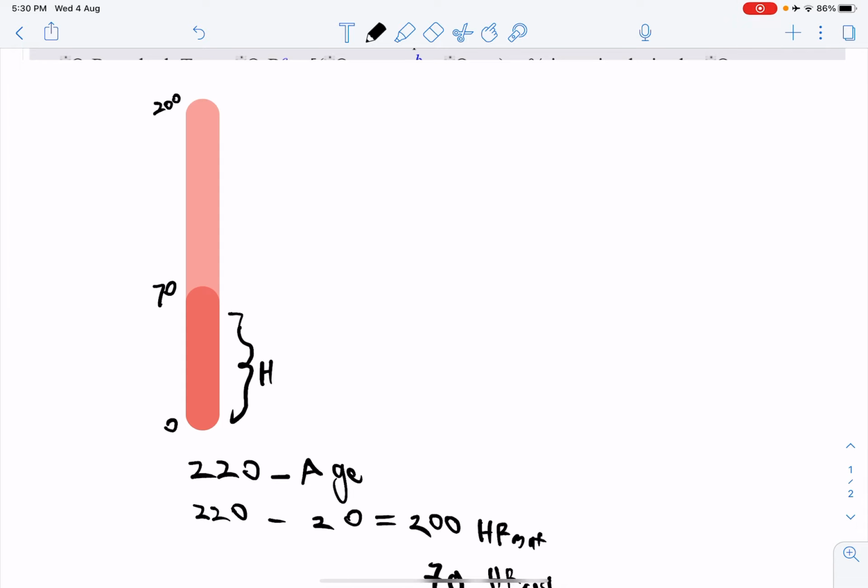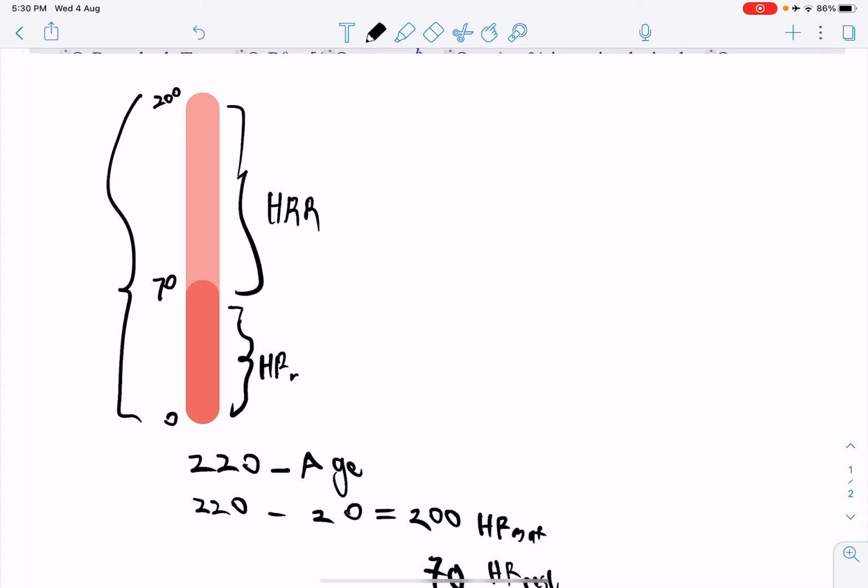Okay, this is my heart rate at rest, and this will be my reserve heart rate, and this is my maximum heart rate that I can go for, HR max. Once we know our maximum heart rate, which is 200, and I know my resting heart rate is 70, then I can know my heart rate reserve. So we can just do 200 minus 70, which is 130. So my heart rate reserve is 130, okay?